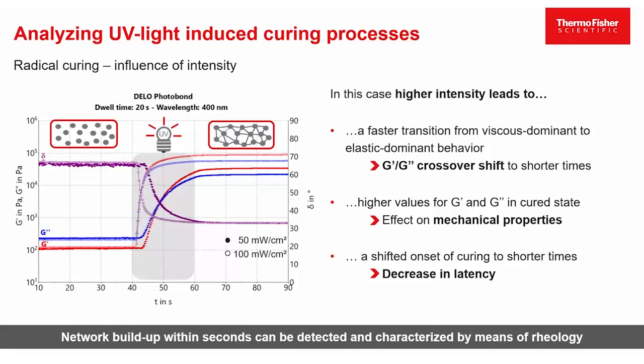When doubling the intensity from 50 to 100 milliwatt per square centimeter, several interesting things are happening. First, the higher intensity leads to a faster reaction. So the transition from the viscous to the elastic dominant behavior gets faster and the crossover shifts to shorter time. Besides this, higher values for G prime and G double prime can be achieved by using a higher intensity, which will also affect the mechanical properties of the cured sample.